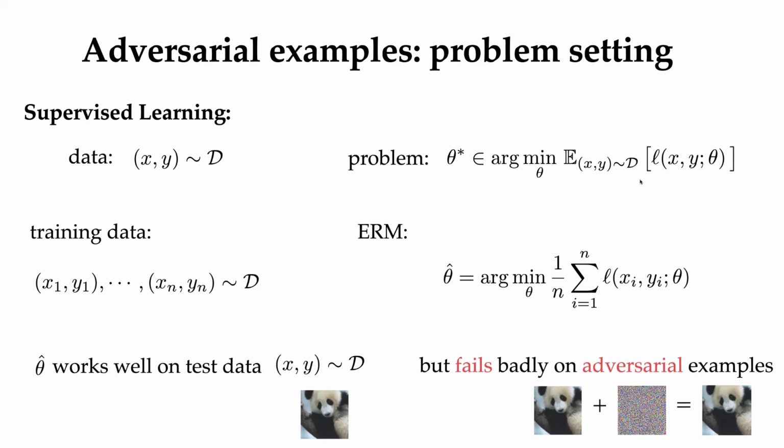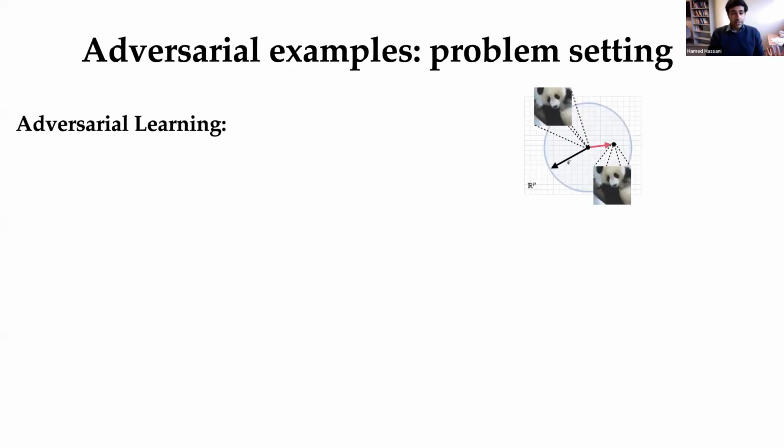All right, so that was the solution of ERM. As I said, there's nothing adversarial yet here. We just talked about ERM. Now, the solution of ERM fails badly on adversarial examples. It turns out that if you want to be robust with respect to these adversarial examples, there is a different objective that we have to minimize. And that objective is given as follows.